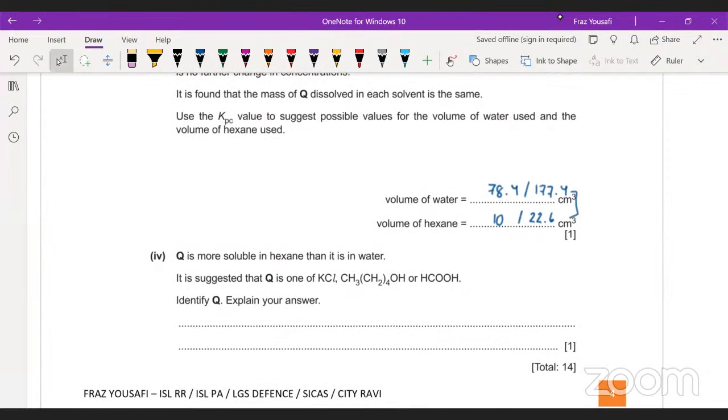All right, it says Q is more soluble in hexane than it is in water. I think that's pretty clear in terms of the understanding that they've given, right? It is suggested that Q is either one of KCl or a fairly long alcohol or methanoic acid. All right, it wants to know of these, what would Q be, and explain your answer. And keeping this in mind, if whatever Q is happens to be less soluble in water and more soluble in hexane, that generally implies that Q is probably non-polar. So out of these three choices, the least polar would be this particular substance.